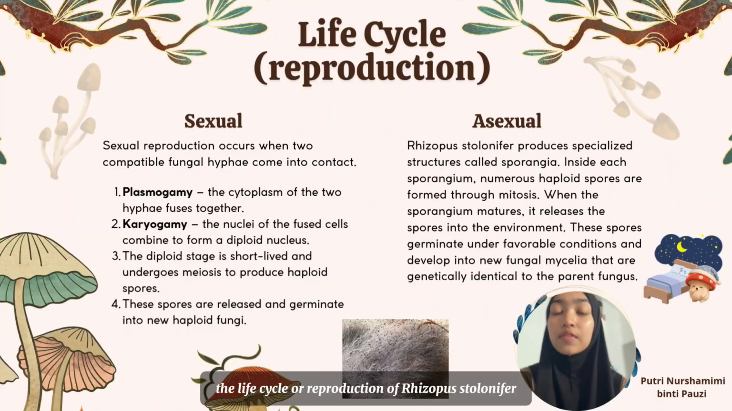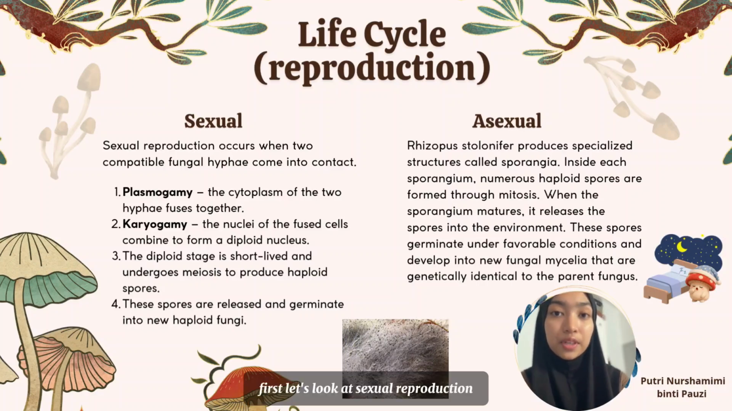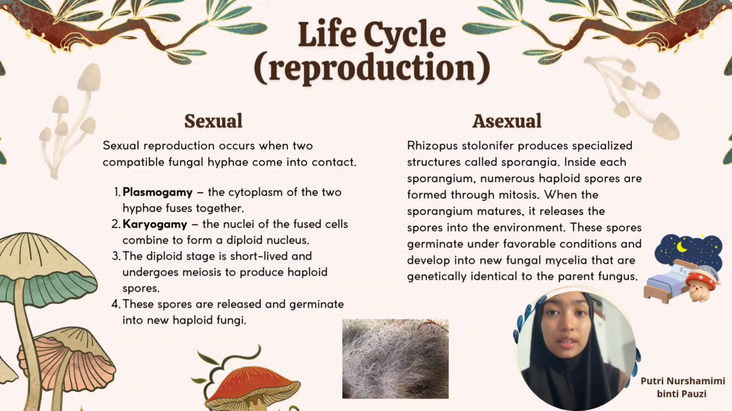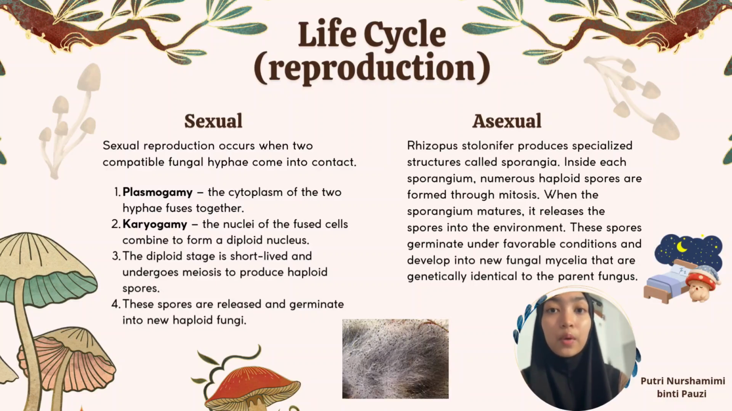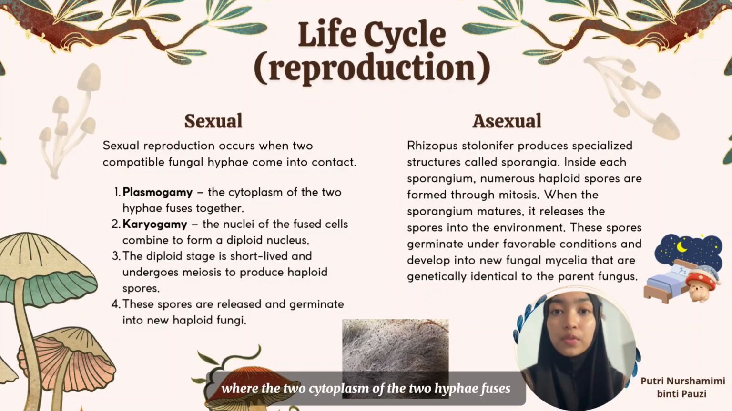Next, I will explain the life cycle or reproduction of Rhizopus stolonifer. It can reproduce in two ways, sexually and asexually. First, let's look at sexual reproduction. This process occurs when two compatible fungal hyphae come into contact. The first step is plasmogamy, where the cytoplasm of the two hyphae fuses together.